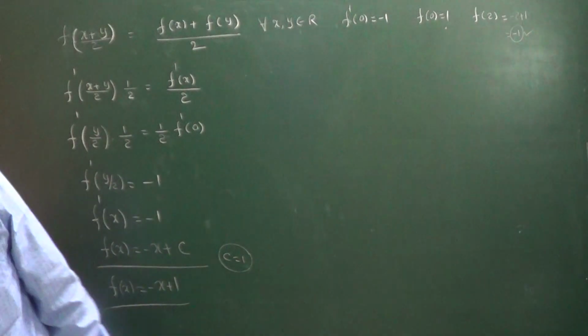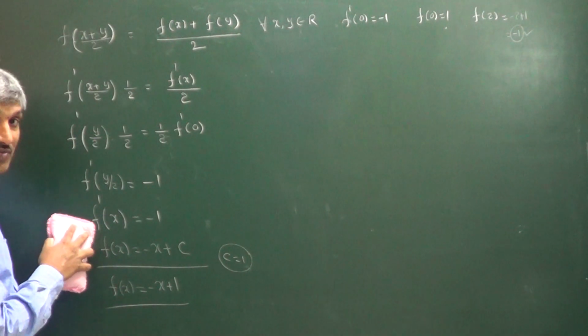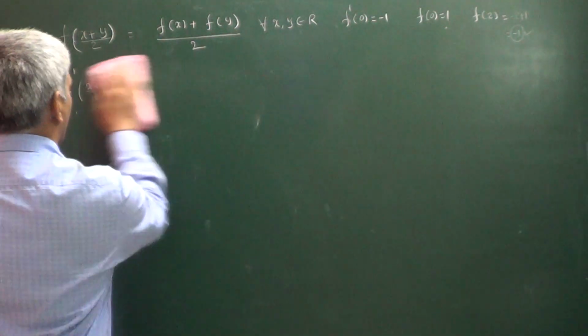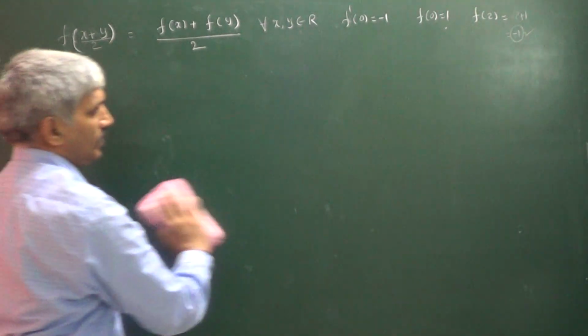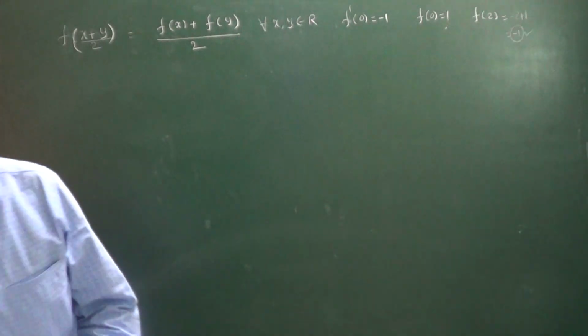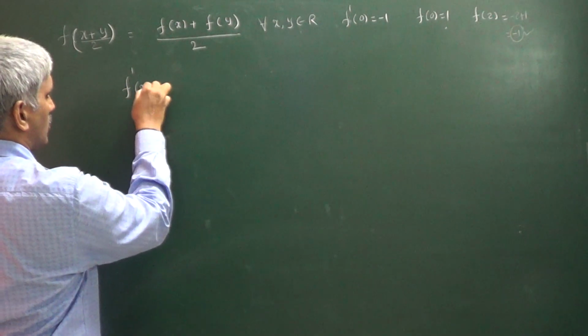So f of x we got minus x plus 1. That means f dash of x we got minus 1. So the same question I want to do in another way, because we got f of x is equal to minus x plus 1. Now I am finding f dash of x. What is f dash of x?